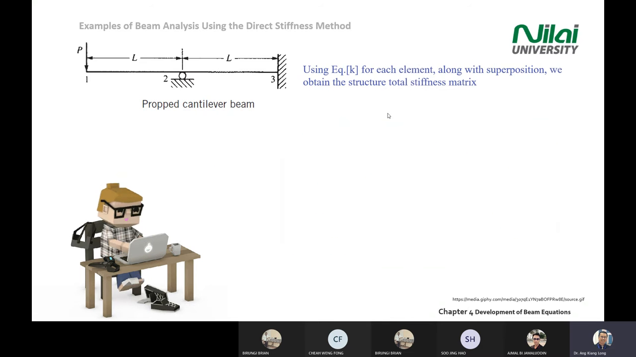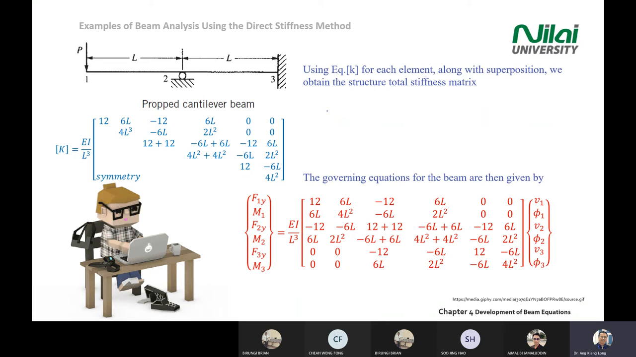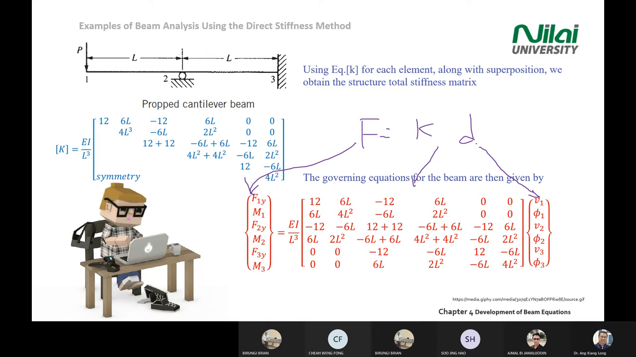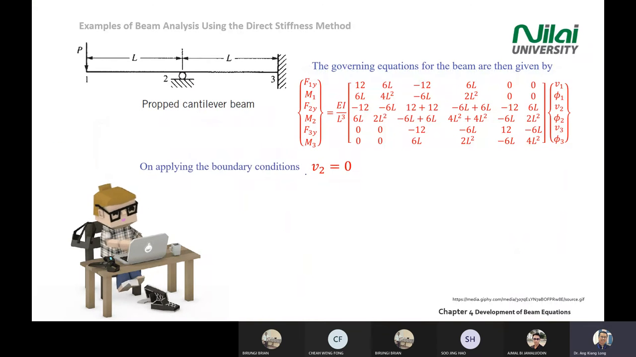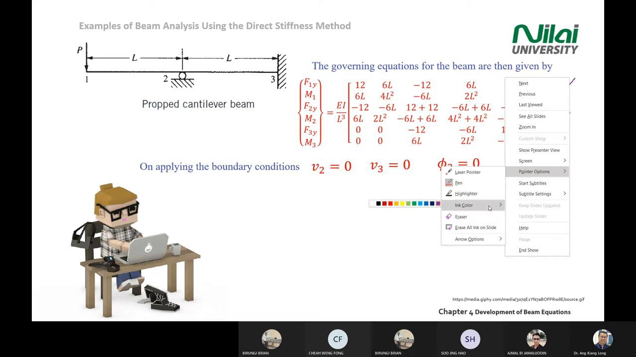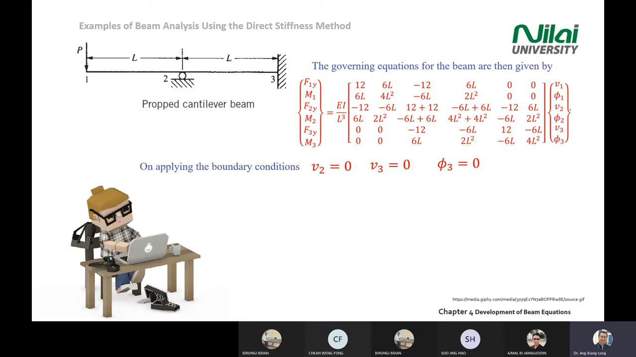Once you solve for capital K, you write F equal to KD, like what I show you on the screen here. After you park all the numbers, you write F equal to KD. Then you solve. For example, V2 is 0, V3 is 0, rotation 3 is 0. So use your pencil to close the matrix.